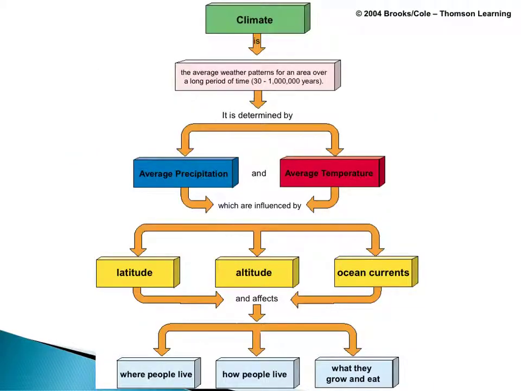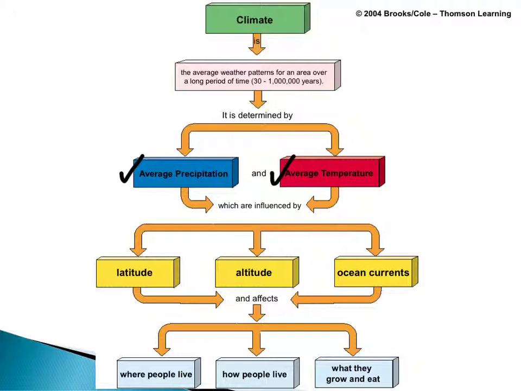So here's a really nice organizational chart. If you take a look at the top, of course, climate is the average weather pattern for an area over a long period of time, anywhere from 30 to 1 million years. It's determined by, of course, those two factors, average precipitation and average temperature. A lot of variables can come into play, and forecasting what our temperature and climate are going to be long term is a real difficult thing to do because there's so many variables that come into play.